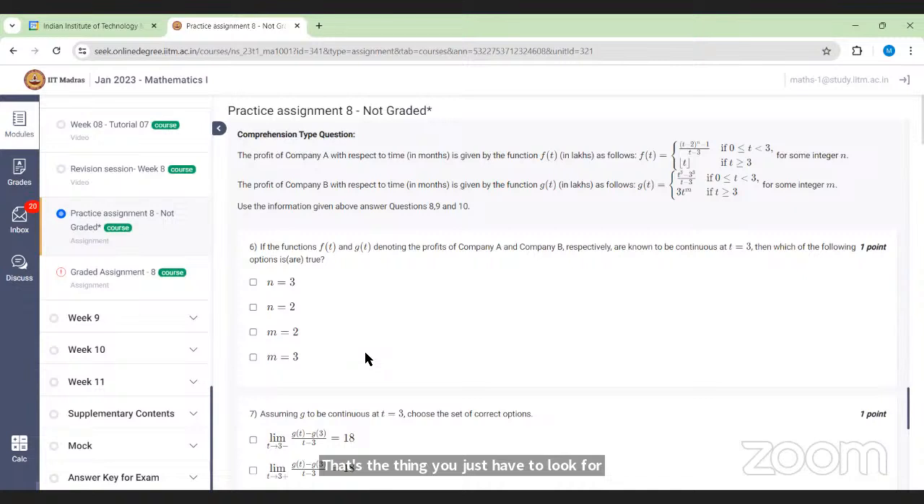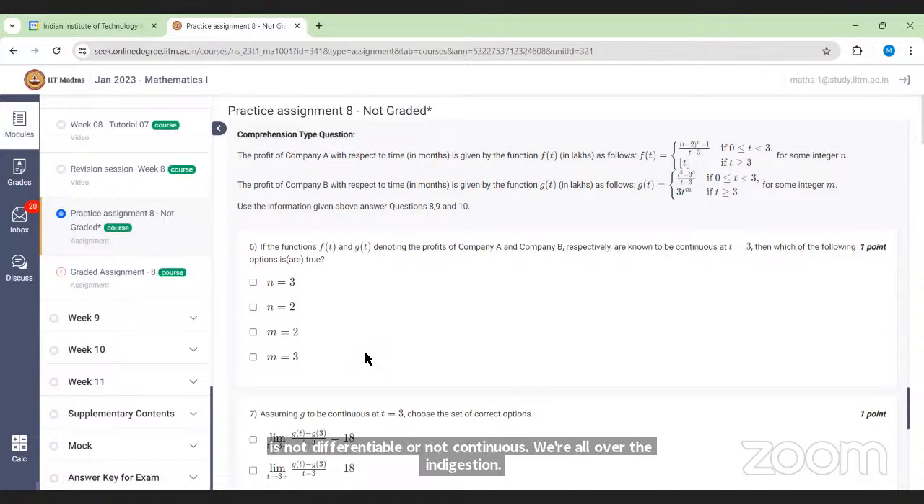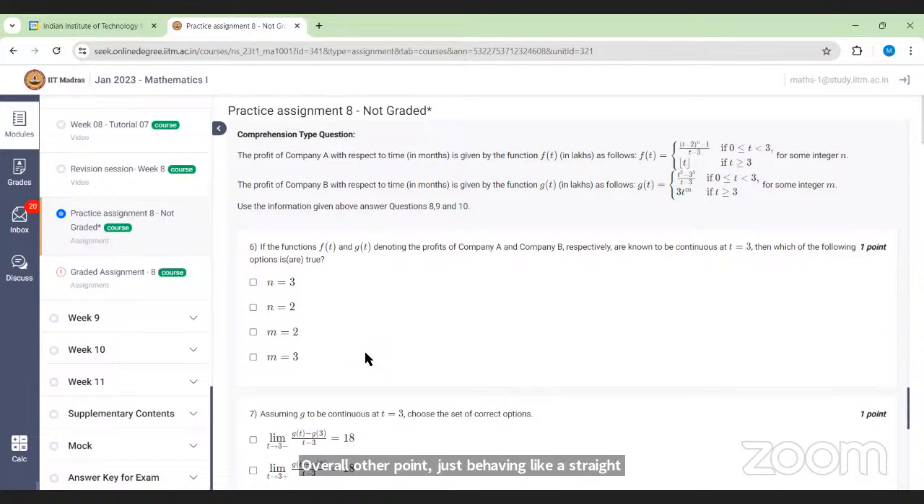For example, in the floor function and ceiling function, we see that the function is not differentiable or not continuous at the integer points. At all other points, it's just behaving like a straight line, so it's already continuous there. So with some intuition, you will find certain points, much more specifically one or two points, where you have to work out what's actually happening. Is that fine?